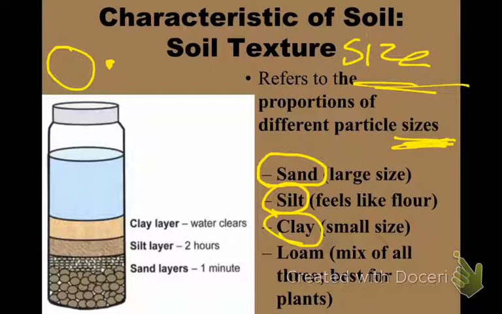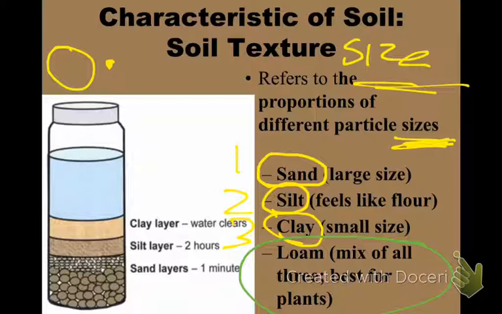So sand is the largest particle size, number 1. Silt is the second largest, number 2. And then number 3 is clay. That's the smallest. Now loam, on the other hand, loam is not a texture. It is actually a mixture of all 3 textures. So if I gave you a bowl and I put 1 cup sand, 1 cup silt, and 1 cup clay and mixed it all up, that would give me what we call loam.